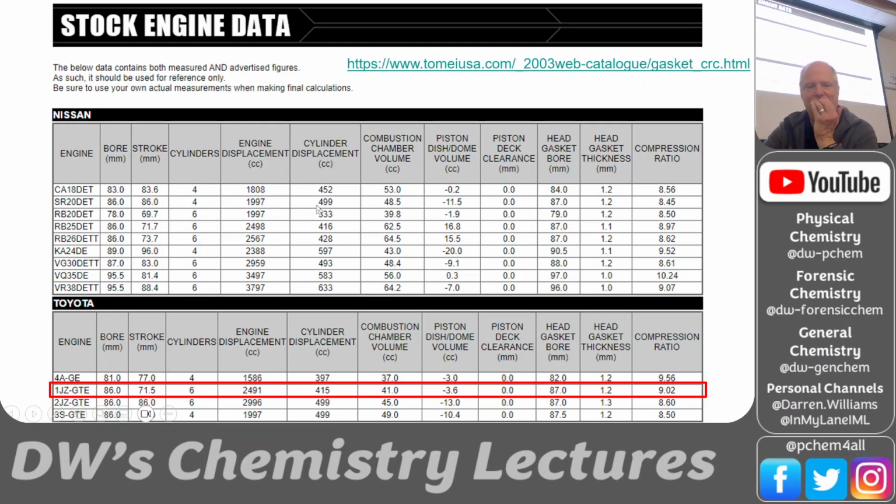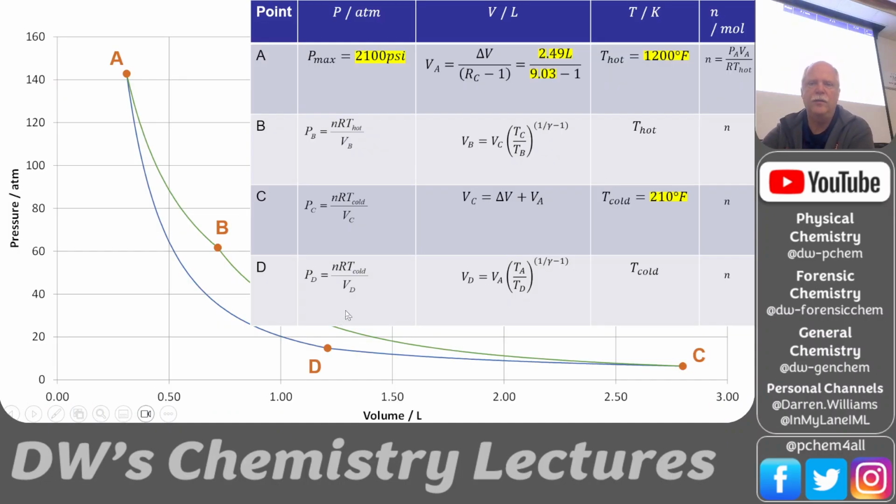Okay, so now let's get our engine information. But remember, down here is the displacement. This is delta V. And here's our compression ratio, RC. So we can pull those off of this chart. 2.491 liters. We want to work in liters. And so here's our information. We've got the equation for VA, is delta V over RC minus 1. So we had from the previous chart, 2.49 liters, 9.03 was the compression ratio.